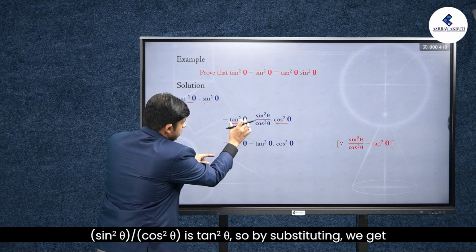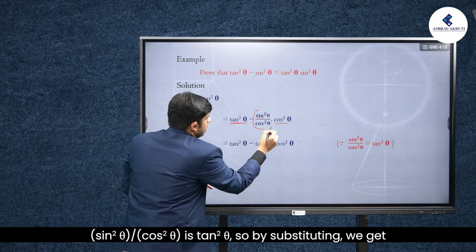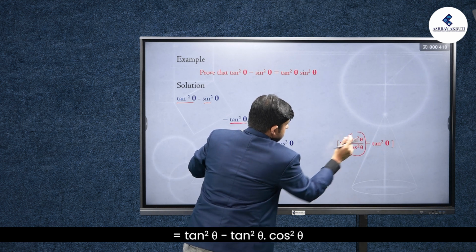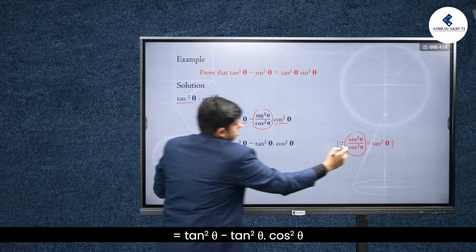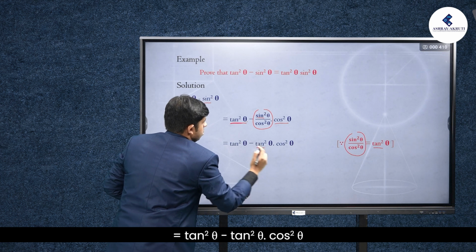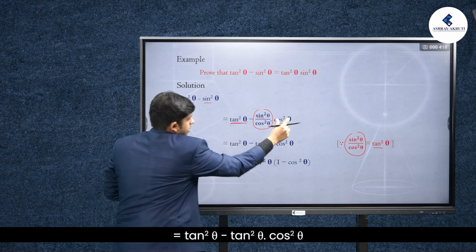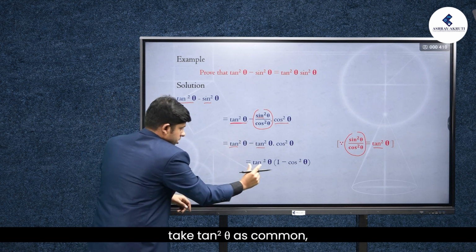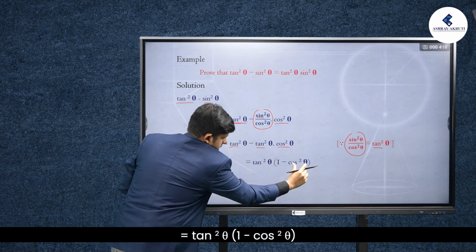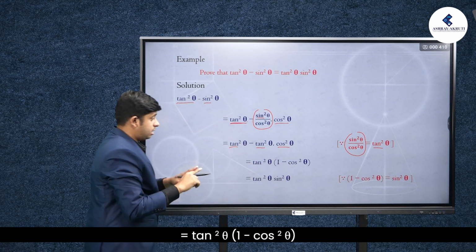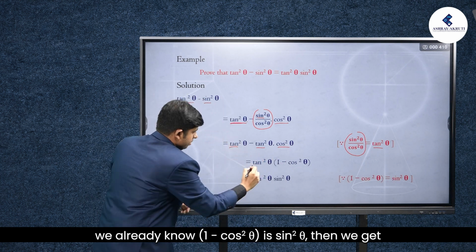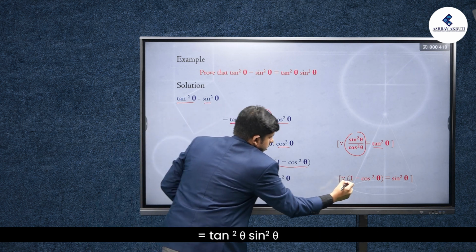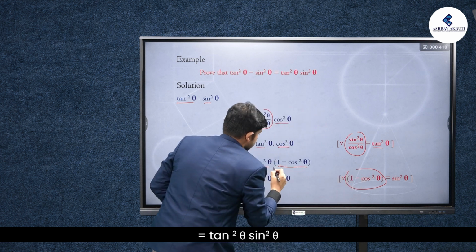Sin square theta by cos square theta is tan square theta. So, by substituting, we get tan square theta minus tan square theta into cos square theta. Now take tan square theta as common. We get tan square theta into 1 minus cos square theta. We already know 1 minus cos square theta is sin square theta. We get tan square theta into sin square theta.